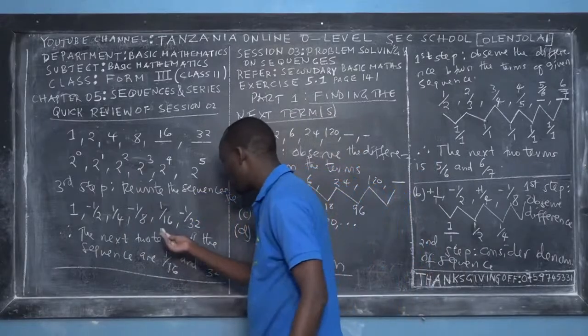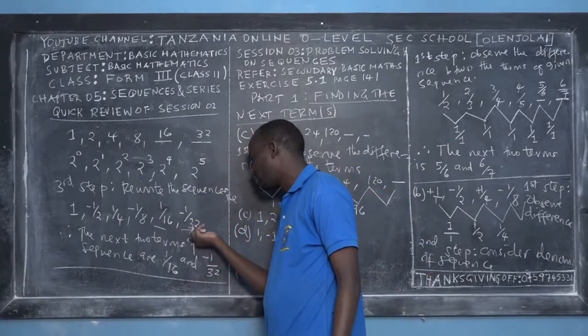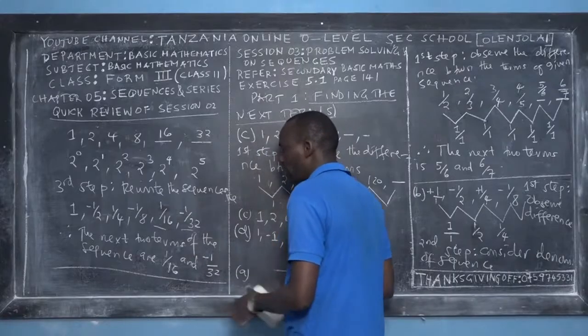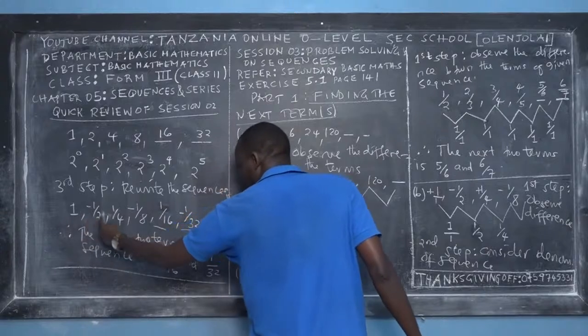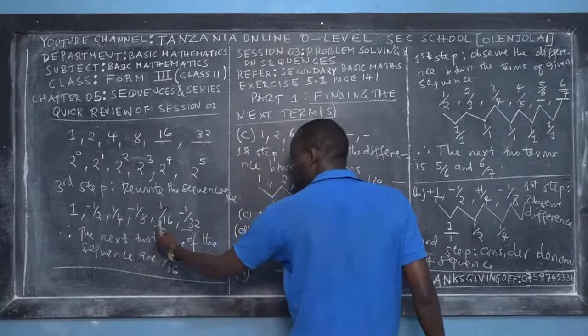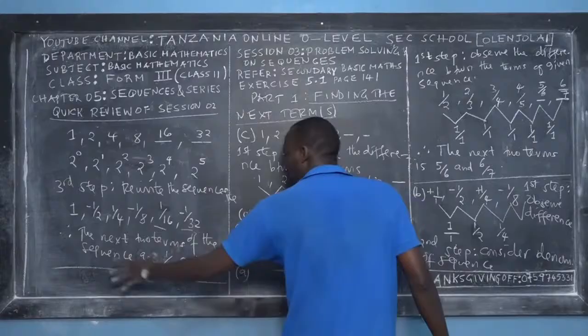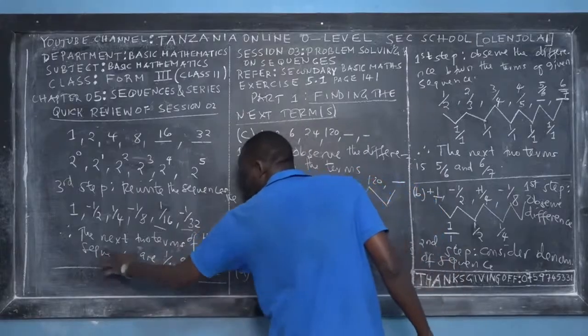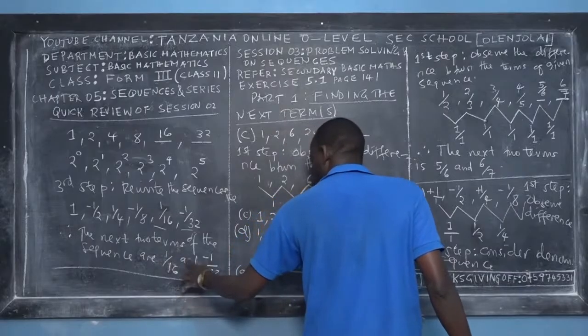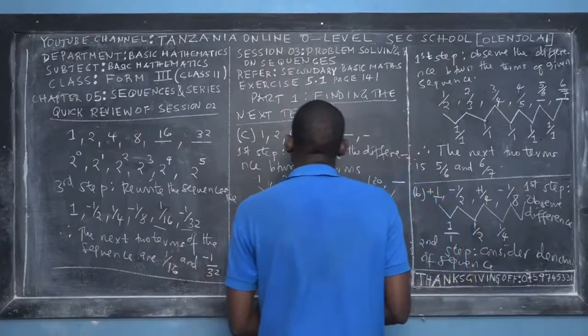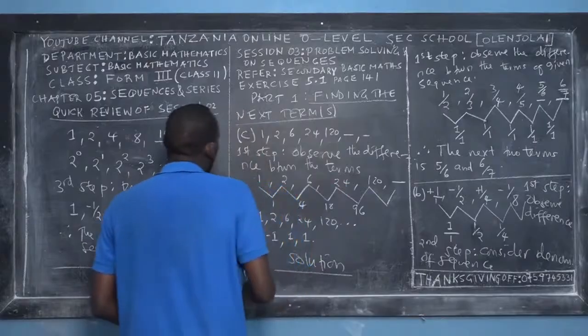But remember that the question asks us to determine this one and this one. So when we have been writing, we analyze the sign. This is a positive term, negative term, positive term, negative term. So this will be positive and this will be negative. That's why we concluded that the next 2 terms after these 4 terms will be 1 over 16 and negative 1 over 32. So if that's the case, now we are going for part C.